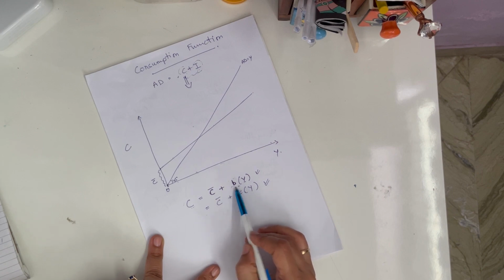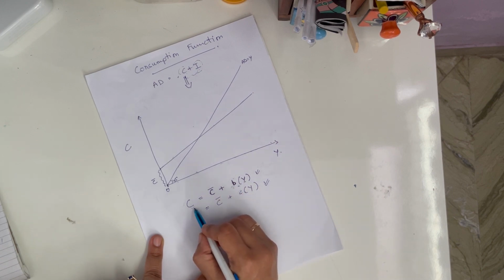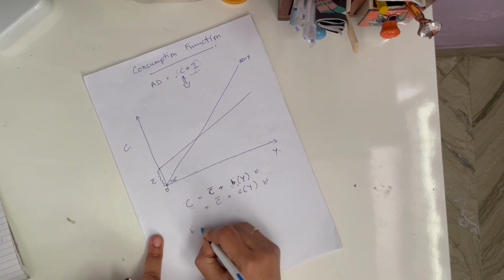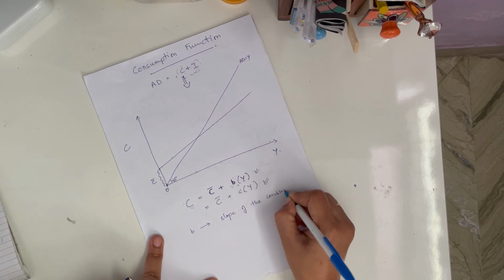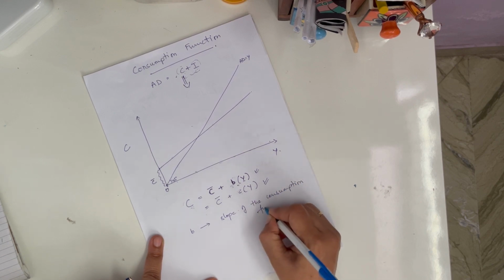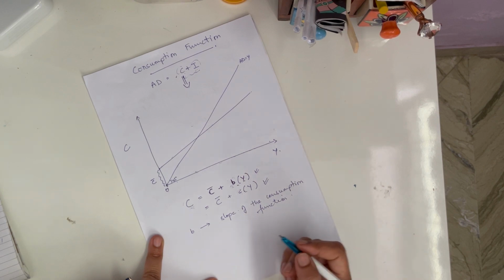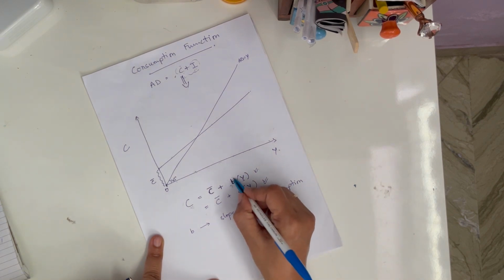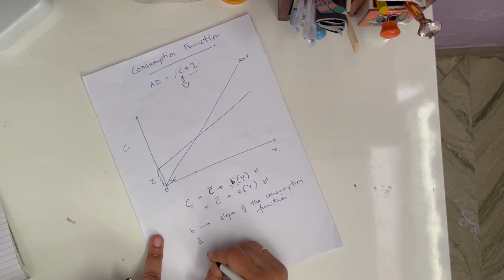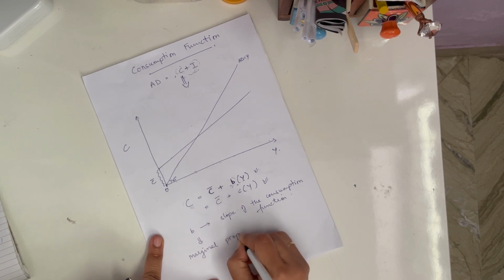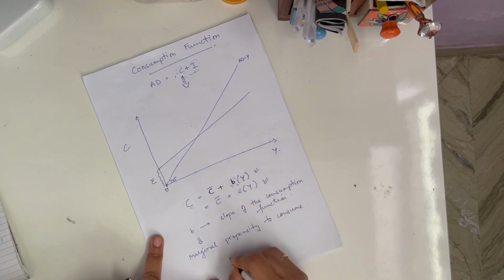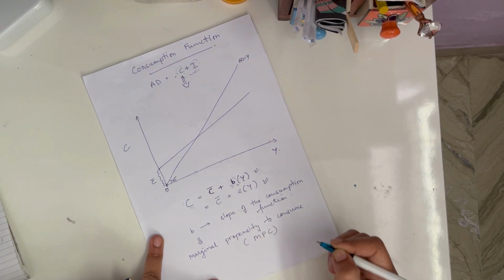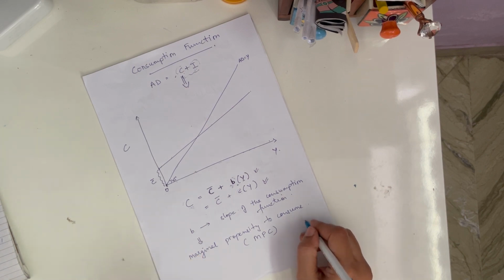So this is basically the slope of your consumption function. So B is nothing but the slope of the consumption function, right? Okay, now this B is called the marginal propensity to consume, in short MPC. Okay, it's a slope.